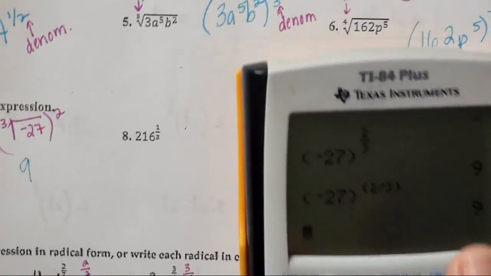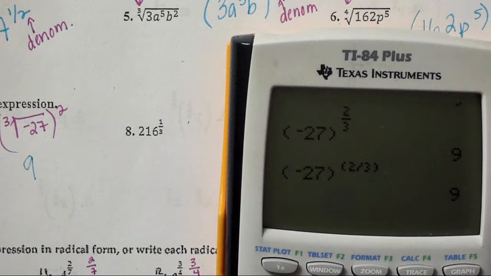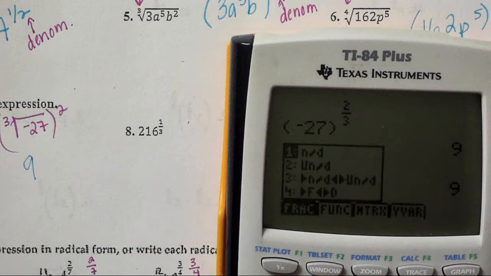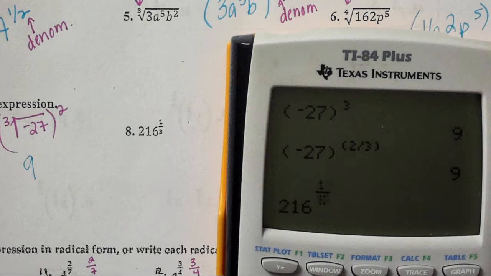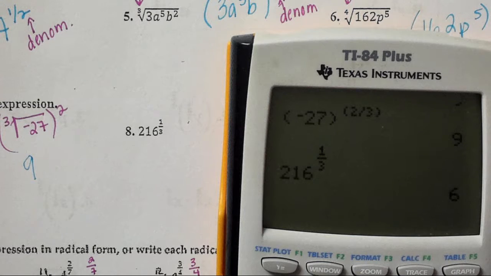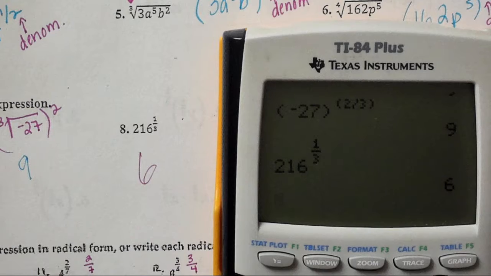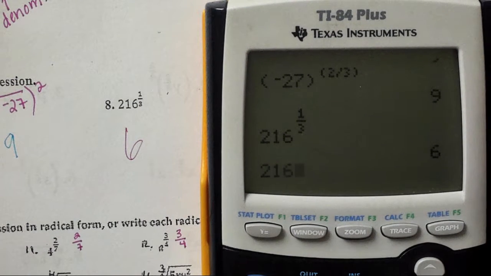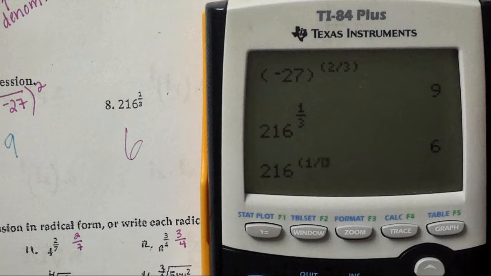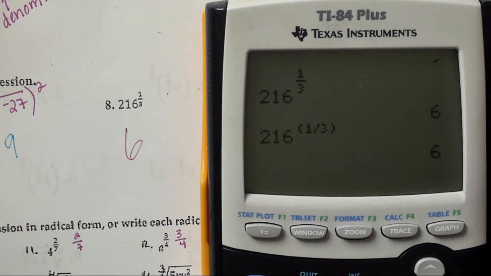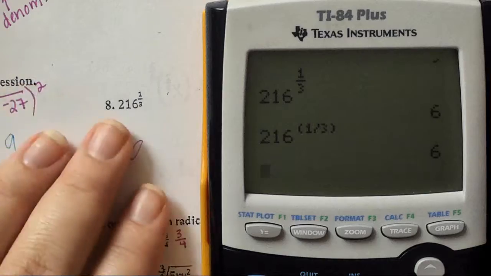Okay, so we evaluated number 7. If you can evaluate number 8 before I can, you can get your group point. And Kenzie gets her group point. It is 6. But again, if you don't want to press that fraction button, 216 raised to the 1/3, and just putting the 1/3 in parentheses, I'm still going to get the right answer. The only reason we were having difficulties on number 7 is because of that negative 27 out front.